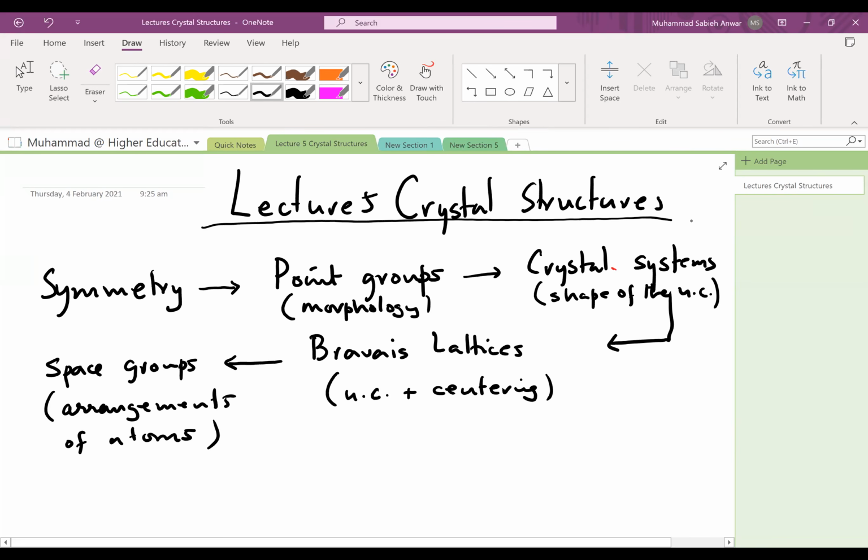Now what we would like to do today is gather all of these concepts, put them together, and then develop the idea of how crystal structures are actually made. And we'll do that by looking at certain examples.